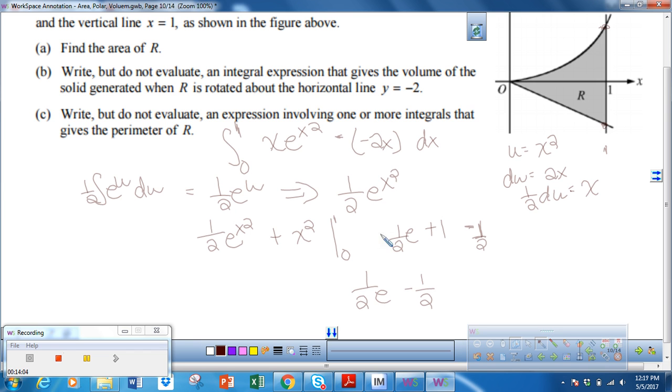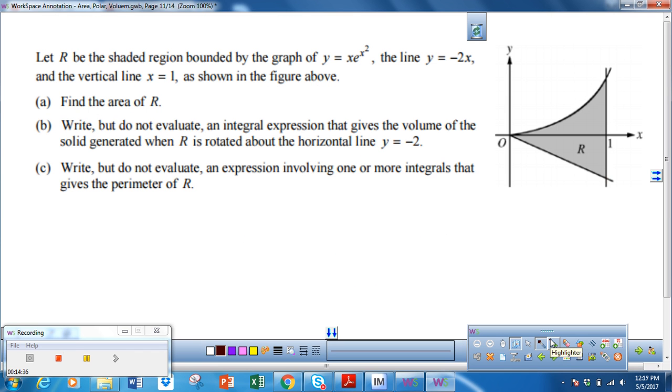Okay? So you get 1 point for the answer. Because this was calculator inactive, you get 1 point for the antiderivative. And you get 1 point for the integral. So it's worth 3 points. Be careful, don't make simple mistakes like I did there.